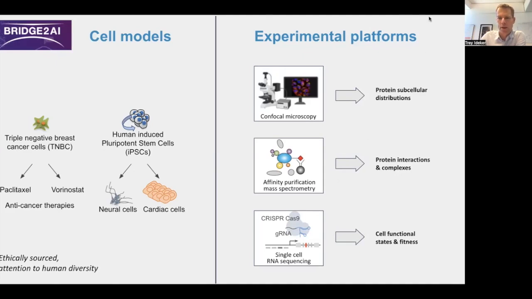They will be interrogated by, as I mentioned before, 3 main experimental platforms to measure the organization of human cell biology. First is confocal protein microscopy to localize each protein in the cell population and subcellular structures. The second is a biochemical complementary approach based on affinity purification mass spectrometry to localize proteins relative to others in human cells. And the third is a functional approach based on the CRISPR-Cas9 system to perturb each of those proteins in turn and measure the effects of those perturbations on cellular state.